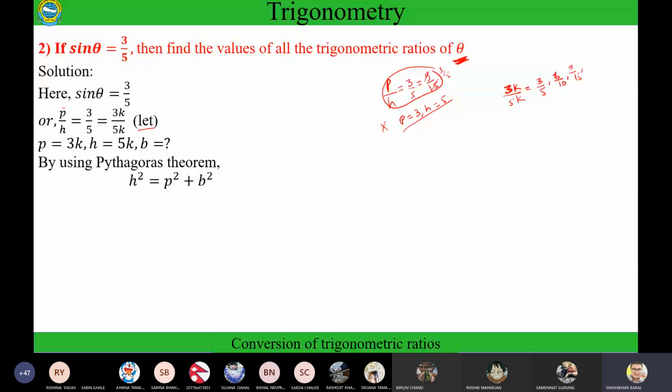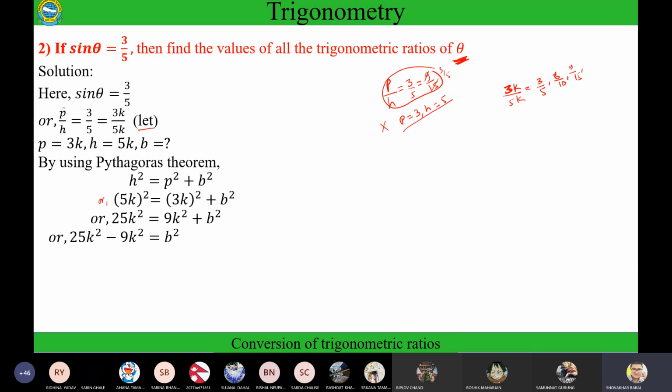So let's replace the values. 5k whole square is equal to 3k whole square plus B square. Our target is to find the value of B. So 25k square equals 9k square plus B square. I'm shifting 9k square to the left hand side. 25k square minus 9k square is equal to B square.